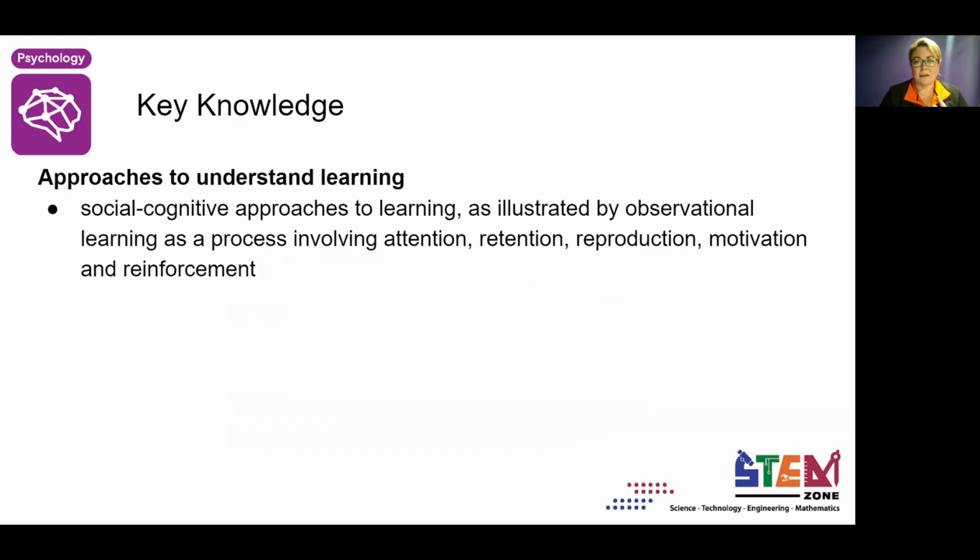Awesome. So our dot point that we're looking at tonight is social cognitive approaches to learning as illustrated by observational learning as a process involving attention, retention, reproduction, motivation, and reinforcement. So if you move the M and the R around, it kind of says ARM. Five different components: A, three R's, and M. Bit like a pirate.